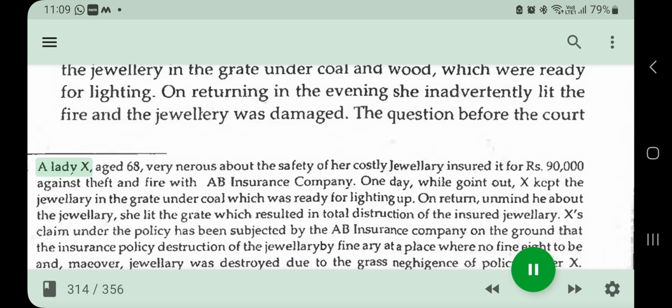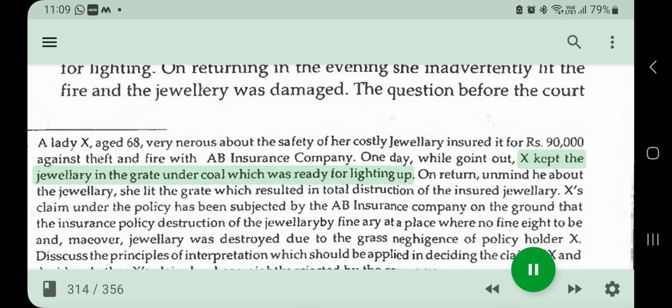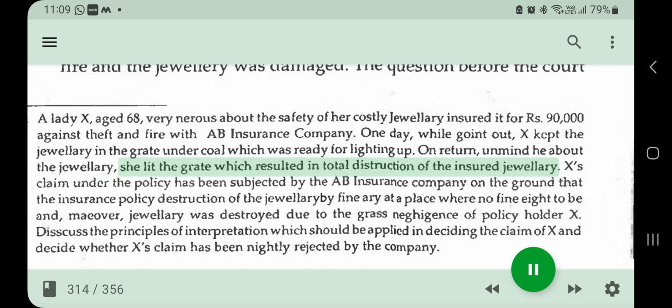Q10. A lady X, aged 68, very nervous about the safety of her costly jewelry, insured it for Rs. 90,000 against theft and fire with B insurance company. One day, while gone out, X kept the jewelry in the grate under coal which was ready for lighting up. On return, unmindful about the jewelry, she lit the grate which resulted in total destruction of the insured jewelry.